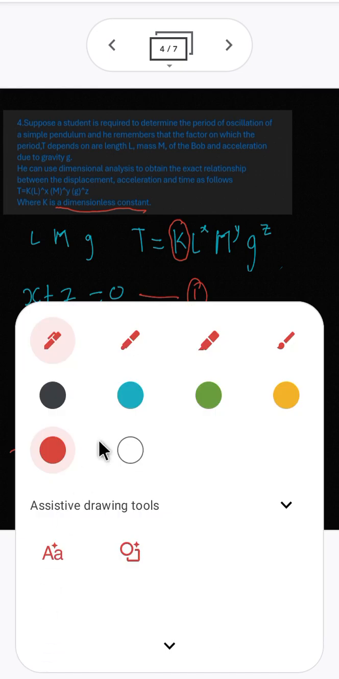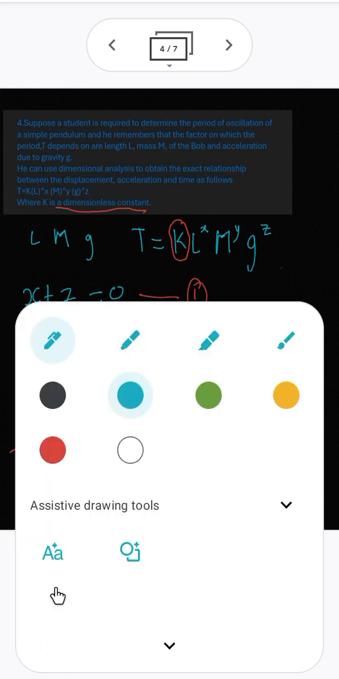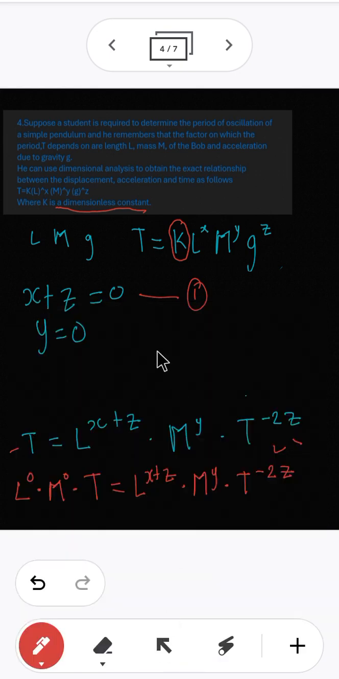Now we go over to the next. This one is for L. For M, we're going to have y is equal to 0. This is equation 2.